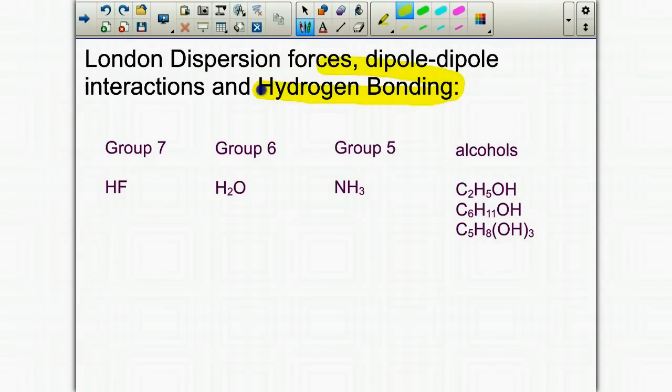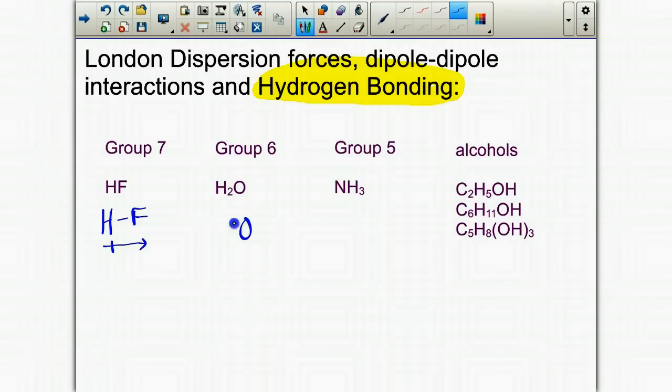Okay, the following are examples that have London dispersion forces and dipole-dipole forces, but more importantly they have hydrogen bonding. And so we're going to say that hydrogen bonding is the strongest force found in the following. So group 7, you have HF, and we already said on the last slide that this would be considered dipole-dipole because it's 2 different elements bonded, and so they'll be polar. However, what's more important is that it's got hydrogen bonding because you have a hydrogen directly bonded to fluorine.